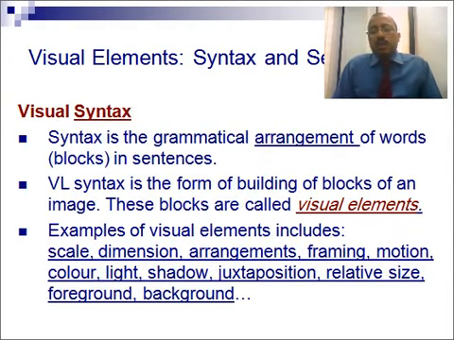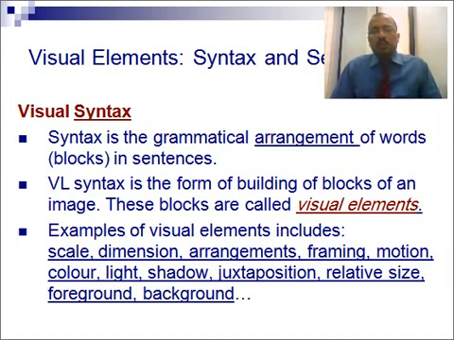The second component in any other language, visuals, alphabetical literacy, and so on, which is called syntax, the structure. So what's the structure or the syntax in visuals in general? The arrangements of objects, the same like the arrangements of words in such a sentence or a language. These blocks are called visual elements.